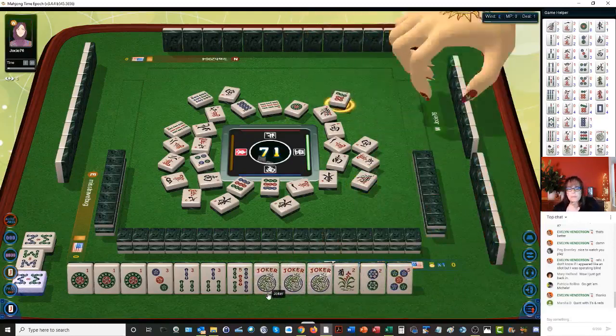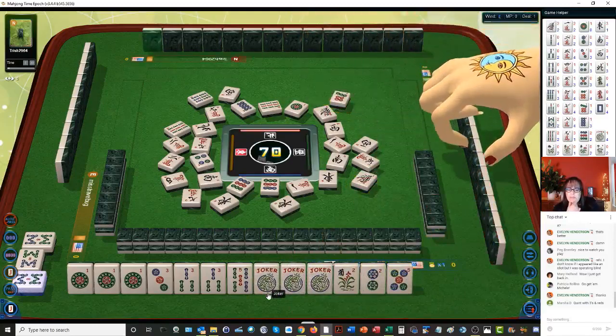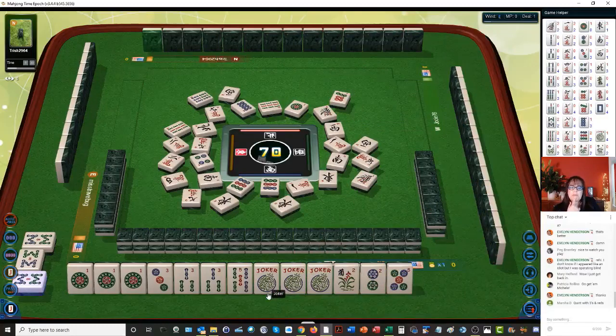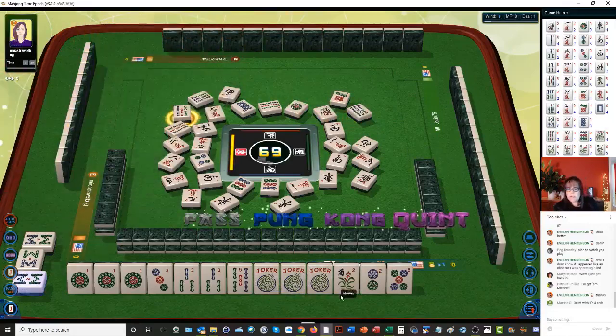1, 3, 3, 5. Seven dots. I think that looks pretty good. 1, 2, 3, 4 bamboos. If we can get a four bam, we could maybe do the second five hand down bamboos under consecutive run. Okay, we have to make a choice now.